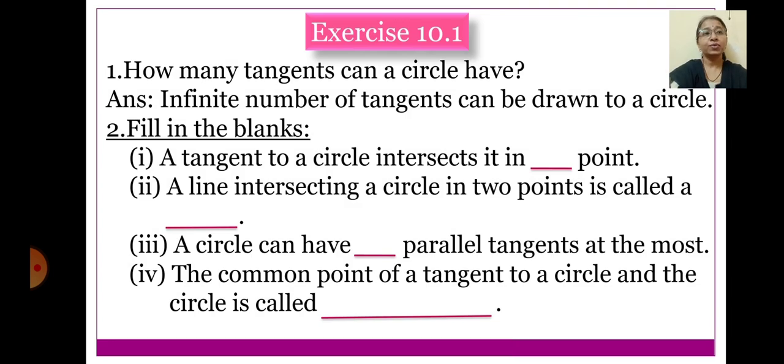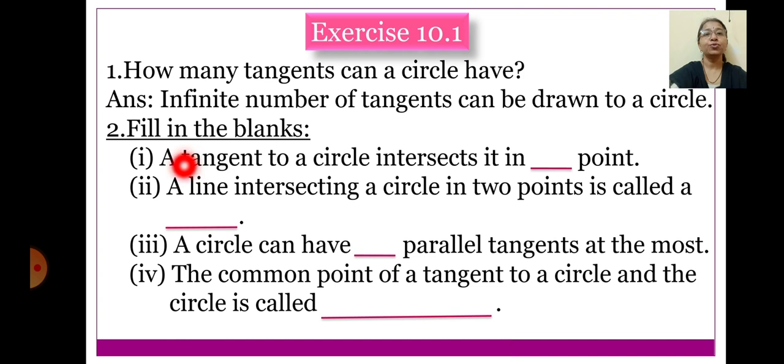Now let us begin with our exercise 10.1. Very simple objective type questions. Question number 1. How many tangents can a circle have? So children, a circle consists of an infinite number of points, and you know at every point we can draw a tangent. So therefore an infinite number of tangents can be drawn to a circle.